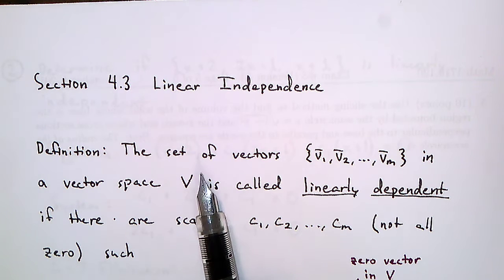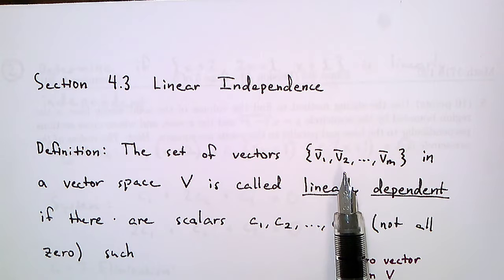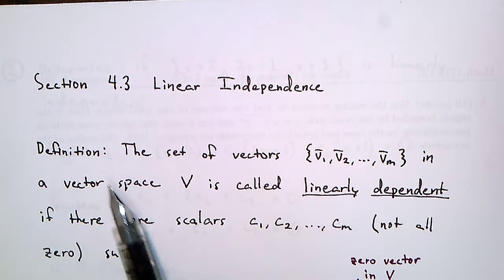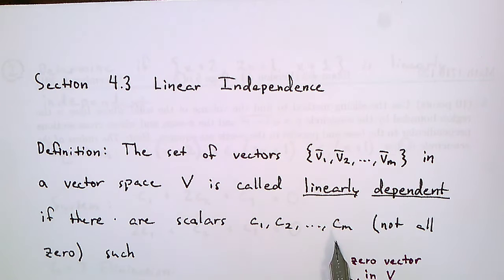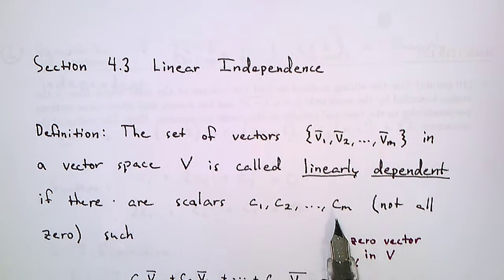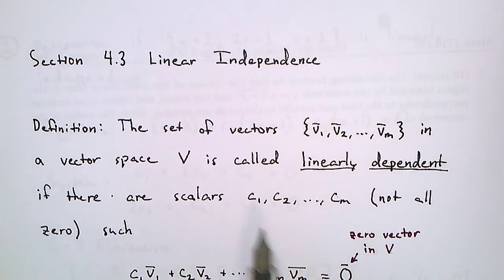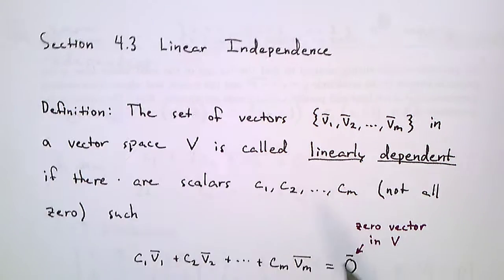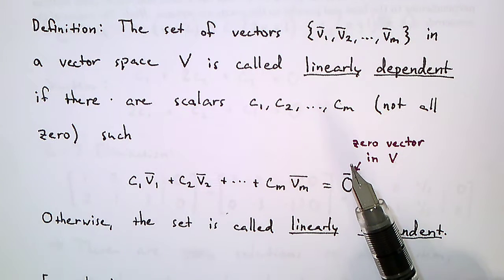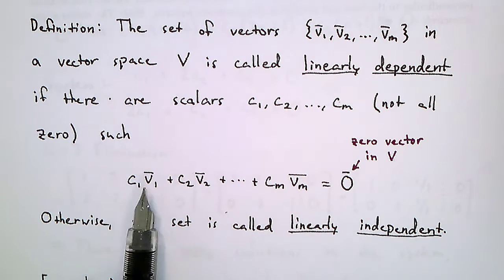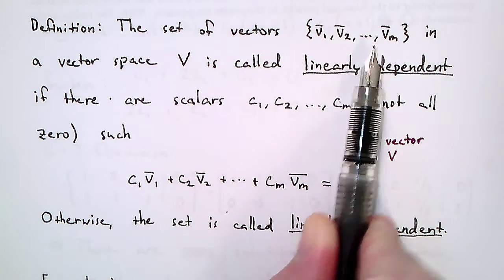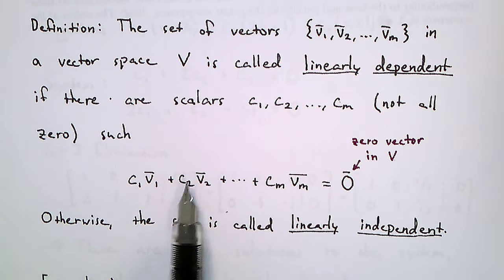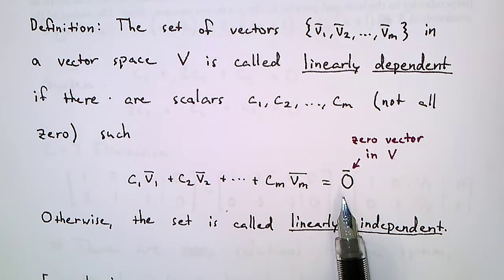So a set of vectors, we'll call them v1, v2, up through vm, in some general vector space V, is called linearly dependent if there are scalars, c1, c2, up through cm, so there's just as many scalars as there are vectors, not all of them zero, such that this equation holds. So on the left here, we have a linear combination of the set of vectors, like we learned about in the previous section, but now we have this linear combination set equal to 0.